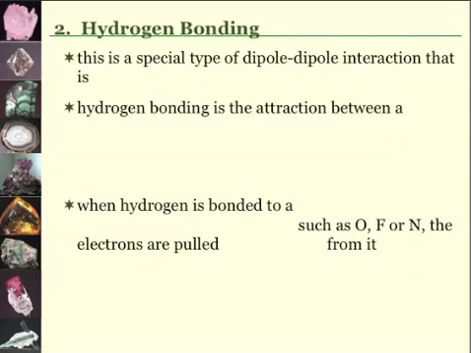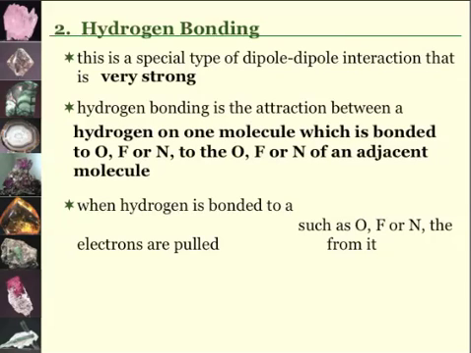Another type of force is hydrogen bonding. So this is a special type of dipole-dipole interaction that is very strong. Hydrogen bonding is the attraction between a hydrogen on one molecule, which is bonded to an oxygen, a fluorine, or a nitrogen, and that of the adjacent molecule. So hydrogen bonding only occurs if we have a hydrogen which is bonded to one of those and is attracted to the adjacent molecule.